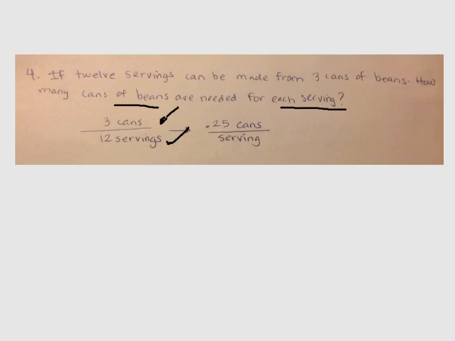Okay, so there was 3 cans of beans and then they were able to give you 12 servings. You divide that up, 3 divided by 12 on the calculator, it gives you 0.25, and then you keep the units, cans on top and serving on the bottom. So a quarter of a can gives you 1 serving.